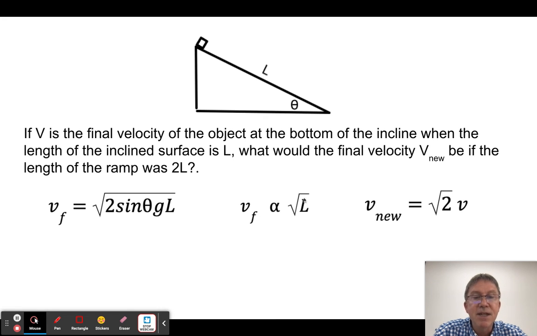Therefore, if I double L, then v is going to go up by root 2, because they're both in the numerator. So basically 1.4 times faster.